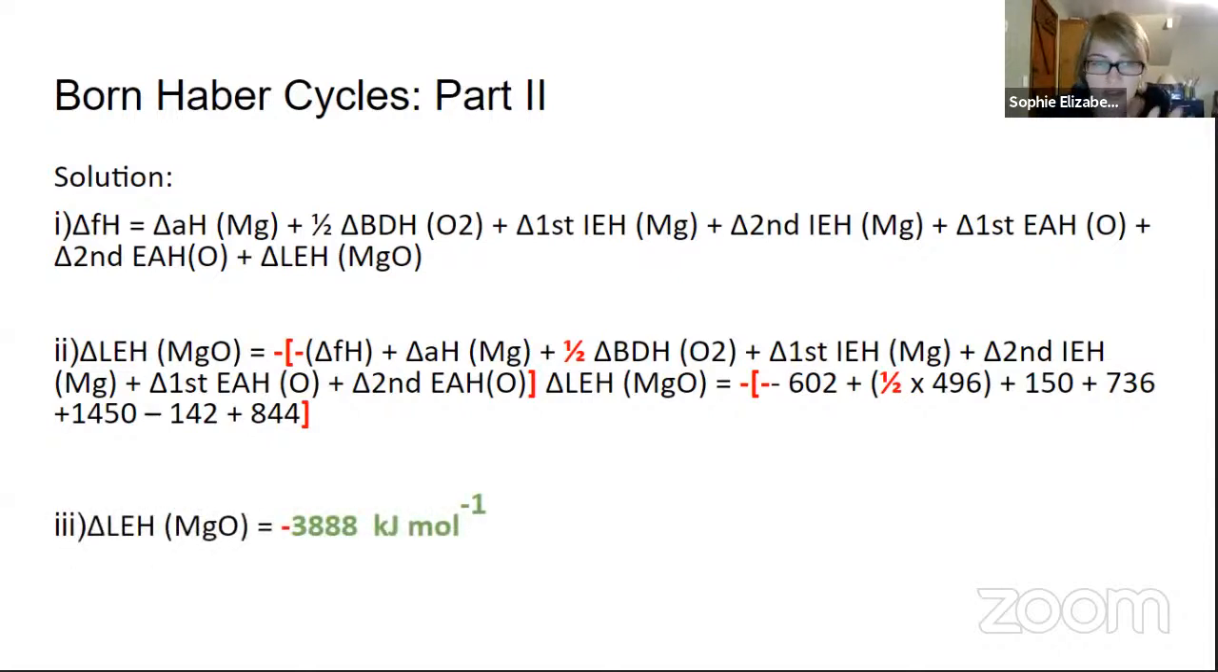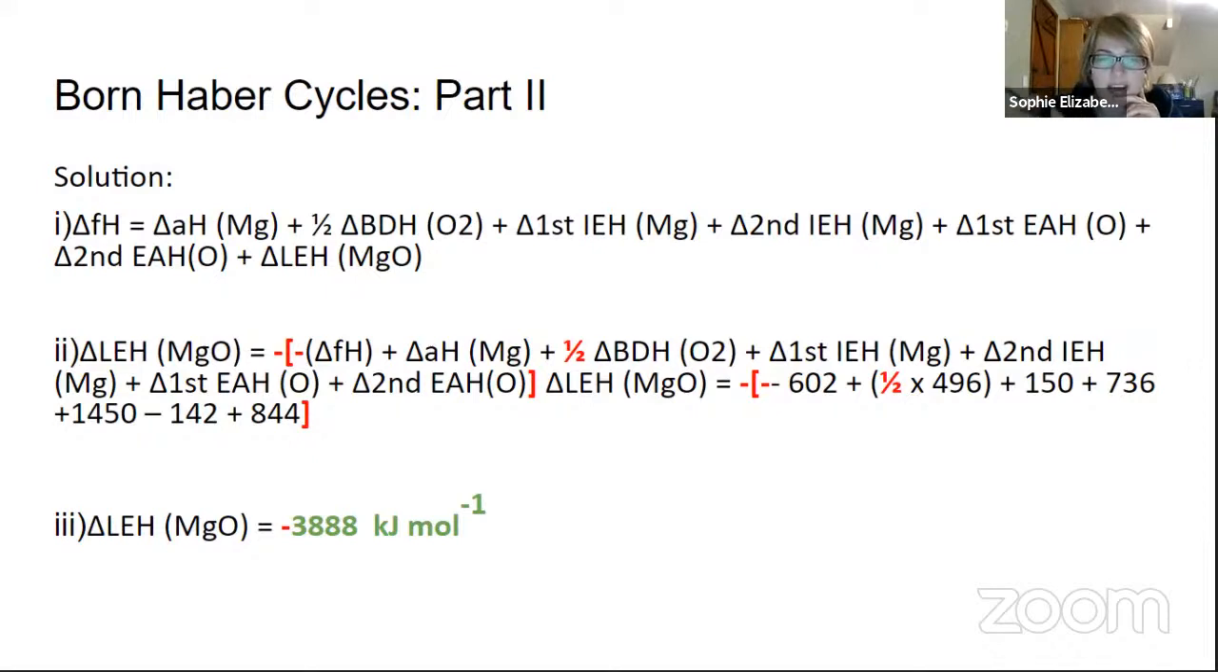If you take that equation all the way through to the very end, and by all means, if I haven't given you the right amount of time, do this in your own time, you should come up with minus 3,888 kJ mol^-1. But if you find you end up with 4,100 and something, that's because you didn't halve the bond dissociation energy. That tends to be the most common mistake.